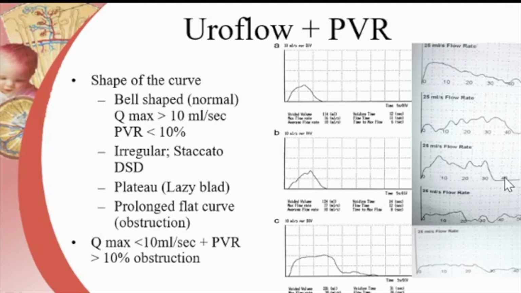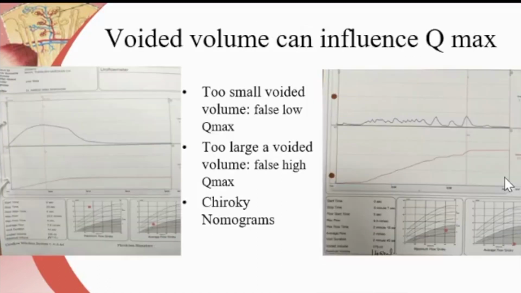Uroflow and post-void residual volume are very important predictors. I do not have to stress much on it. You all know that bell-shaped curve, adequate Qmax, minimal PVR, all those things are parameters to make sure that there is no obstructive voiding. The voided volume can influence the Qmax. If the voided volume is too small, then you can have a false low Qmax. A too large voided volume can give a false high Qmax.